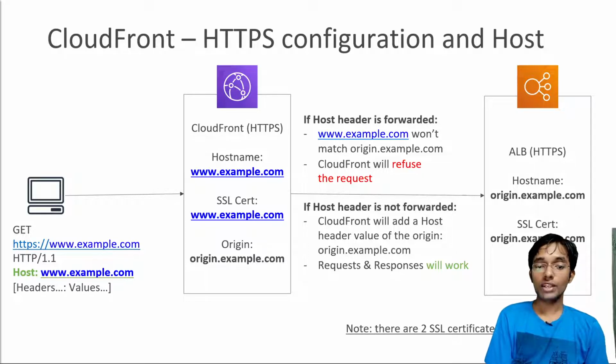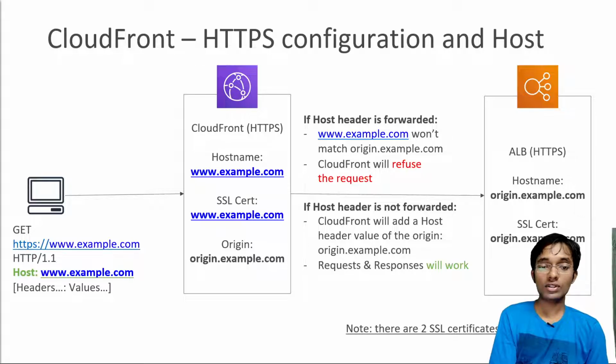Next, our application load balancer is also HTTPS enabled, and the host name has to be origin.example.com, because you want the CloudFront distribution to be able to access your ALB. Therefore, we have to load an SSL certificate onto our ALB, which is called origin.example.com, and which makes sense here. And so when CloudFront establishes an HTTPS connection with our server, things would work, but with a twist.